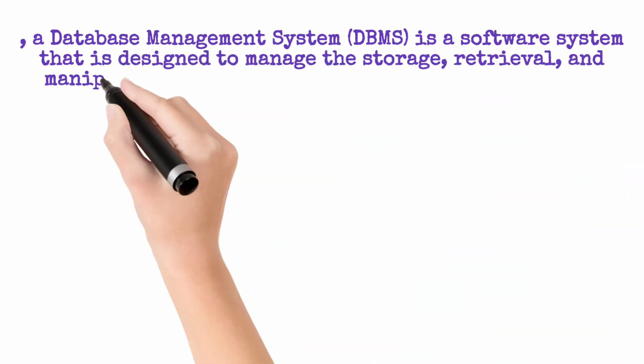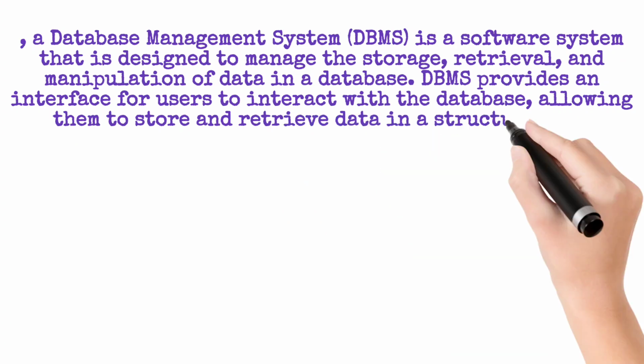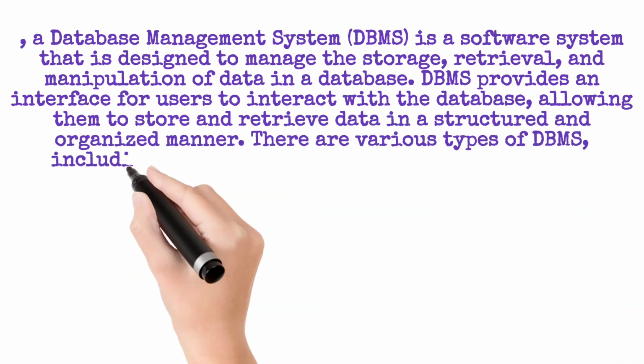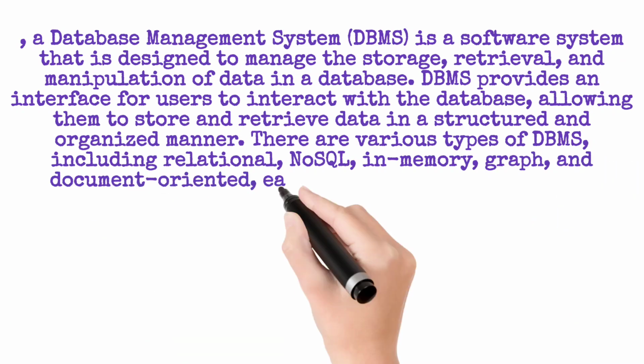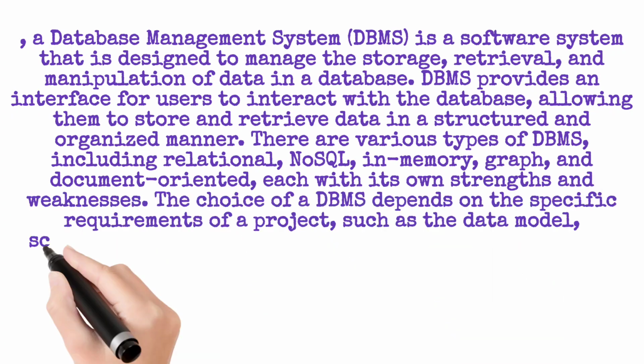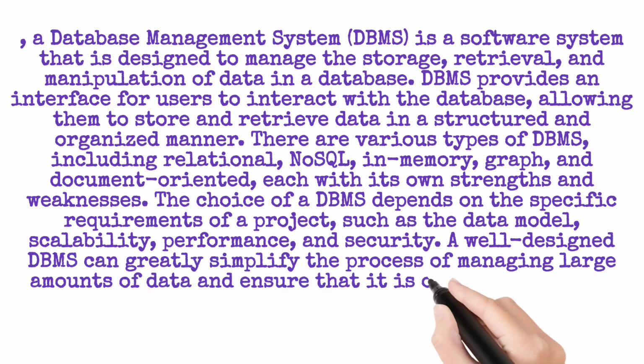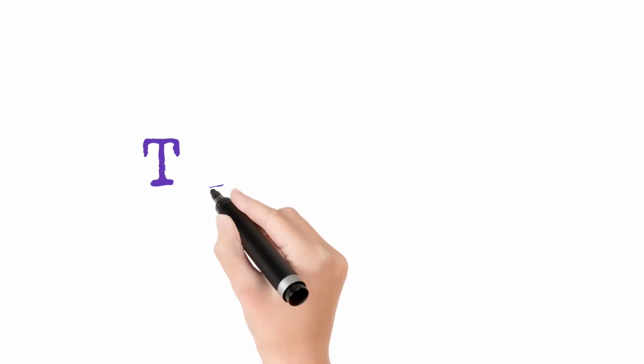A database management system is software that is designed to manage the storage, retrieval, and manipulation of data in a database. It provides a way to interact with the database. There are various types of DBMS, including relational, NoSQL, in-memory, graph, and document, and so on. The choice of a DBMS depends on the specific requirements of a project.